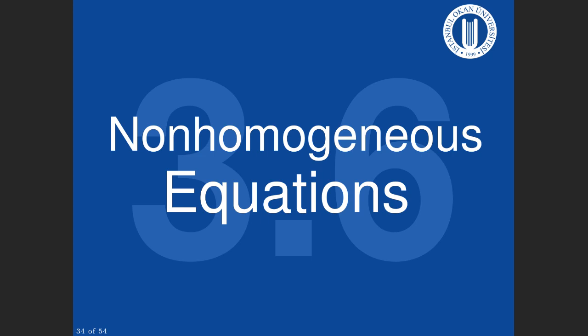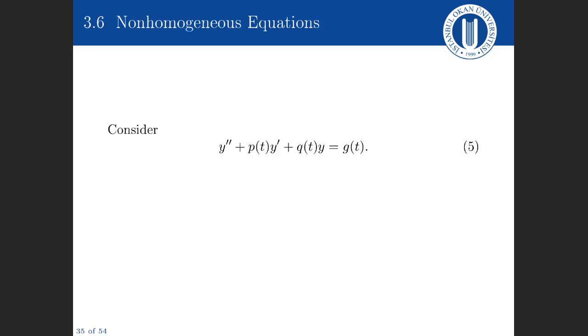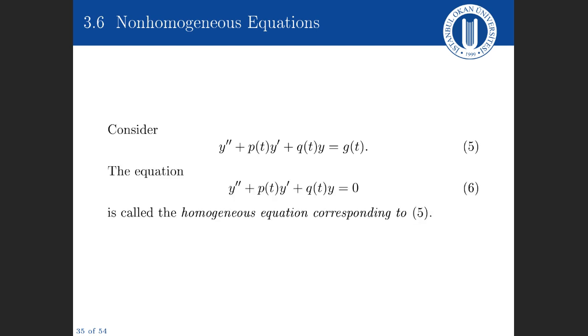Section 3.6 is about non-homogeneous equations. Now we're going to be looking at equations of the form y double prime plus p(t) y prime plus q(t) y is equal to g(t). It's non-homogeneous as long as g(t) is not always equal to 0. If we have a non-homogeneous linear equation like this, we could replace the g by 0. And we get an equation which is called the homogeneous equation corresponding to the equation that we started with.